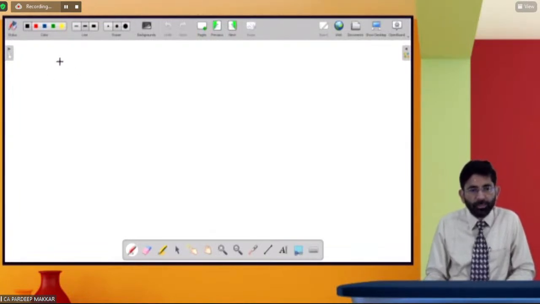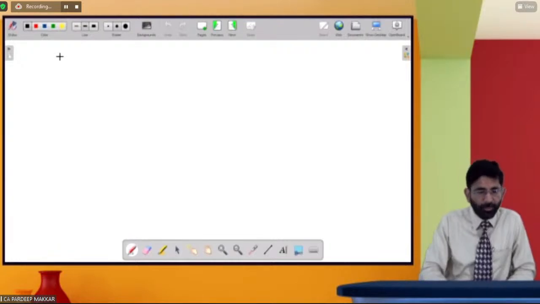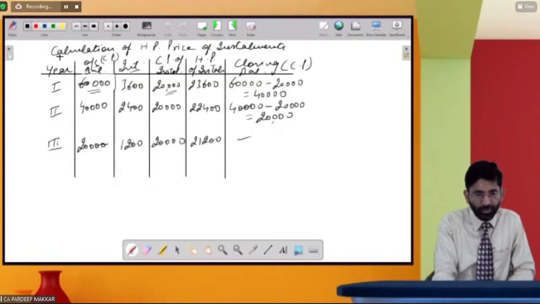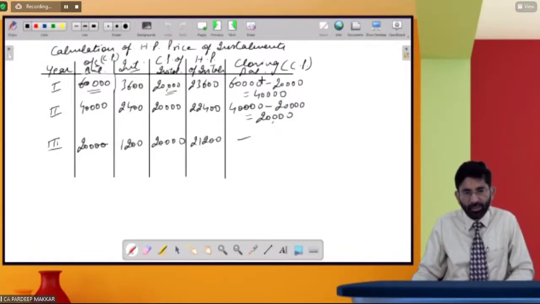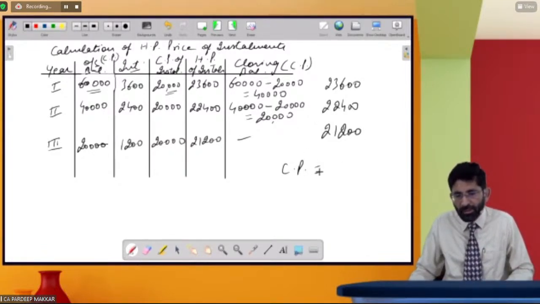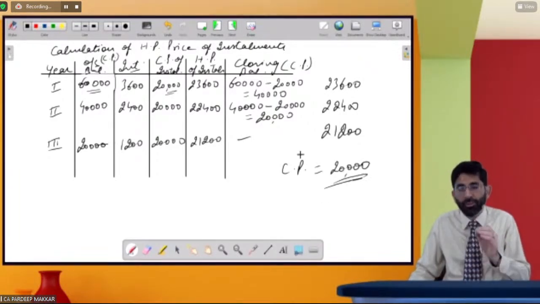Like, just assume, we may come to illustration number 1, which you have done today. In this we have done, the HP price of the installments is 23,600, 22,400, and 21,200. In this, one thing is common, that is the CP price of the installment. That is uniform. It is 20,000. This was illustration number 1 which we have done today.